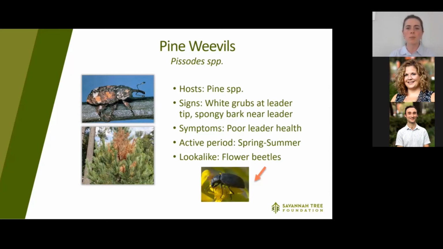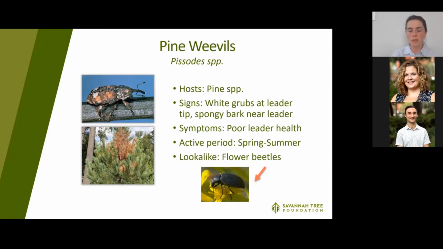And so some of the symptoms are basically poor leader health. And what happens when you have poor leader health, this is really important for the timber industry and also just for the pine trees' form. Sometimes the weevil will eat the leader or damage the leader. And what happens is another branch will form on the side to compete with the leader. And it basically winds up giving the tree a pretty poor form.